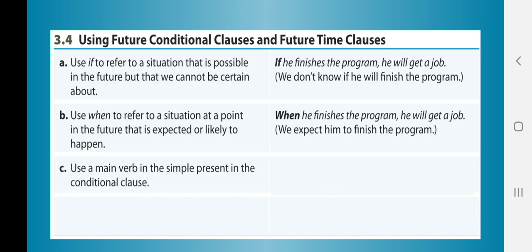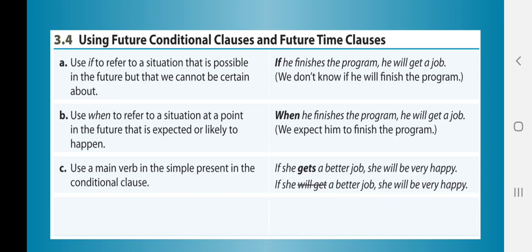Use a main verb in the simple present in the conditional clause. For example, if she gets a better job, she will be very happy. We are not going to say, if she will get a better job, she will be very happy. Remember that in the time clause or in the future conditional clause, we're going to use the simple present. That's why we have that verb there.